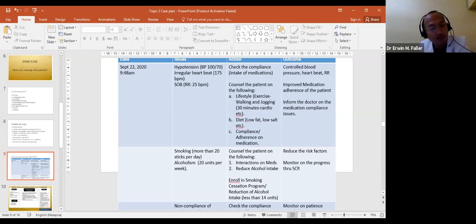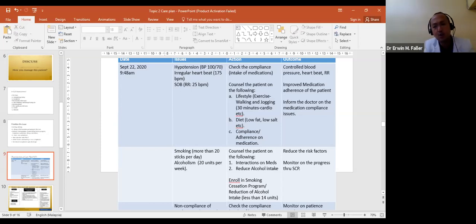Okay? So what will be the outcome? You'll be able to reduce the risk factors, not smoking and alcoholism themselves, but the risk factors, which are the main problem or the issues. At the same time, you'll be able to monitor the progress through the smoking cessation program, because you are not there, you are a discharge pharmacist. Take note. So what you need is a referral to other healthcare providers or even to the pharmacist in charge of the smoking cessation program. So the outcome would be that they are going to monitor the progress through the smoking cessation program.